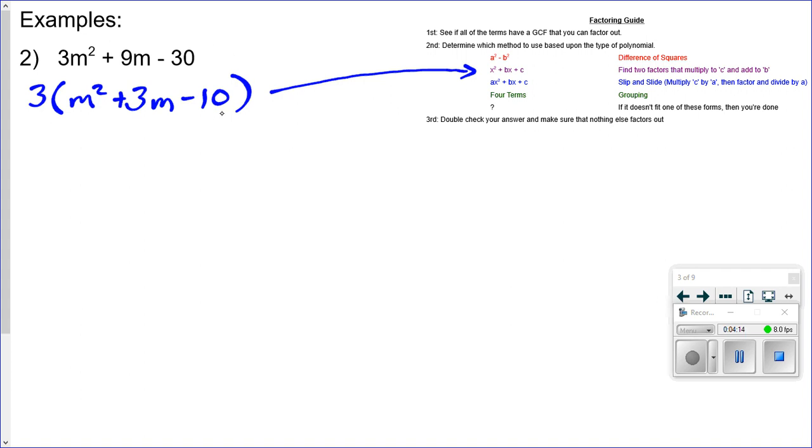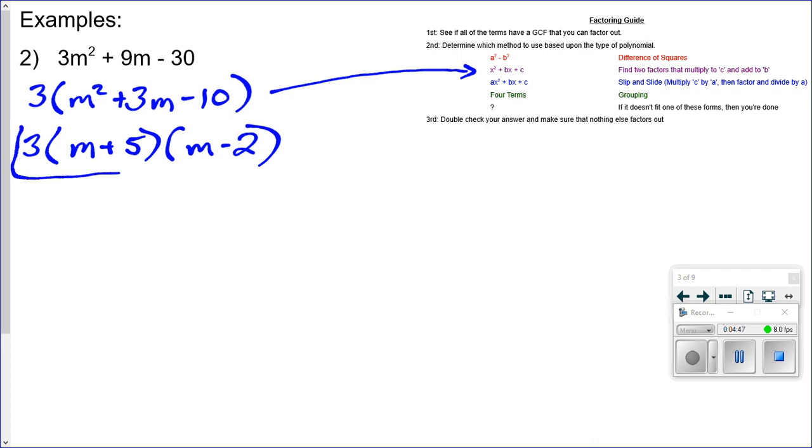So I'm looking for two numbers that multiply to make negative 5 and add to make positive 3. So I'm thinking 5 and 2. One's got to be positive, one's got to be negative. I want the bigger number to be positive so that I get a positive 3. So don't forget this 3 out here. So I have m plus 5 times m minus 2. So 5 times negative 2 is negative 10. Positive 5 plus negative 2 is positive 3. And that's your answer.